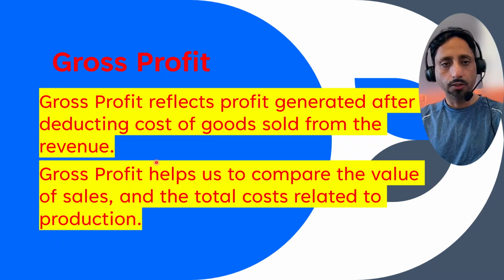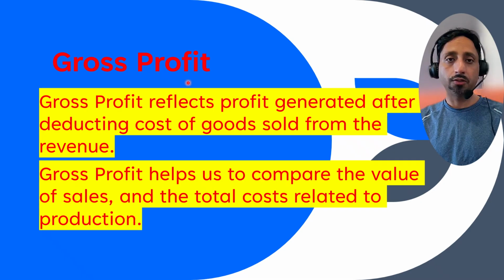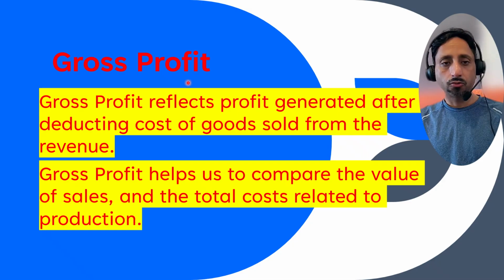So as you must be familiar now, gross profit is the profit generated when you deduct cost of goods sold from the revenue. So gross profit helps us to compare the value of sales and the cost of production, and it indicates that, okay, this much is our revenue and this much was the cost, and that is the profit, which is called gross profit.